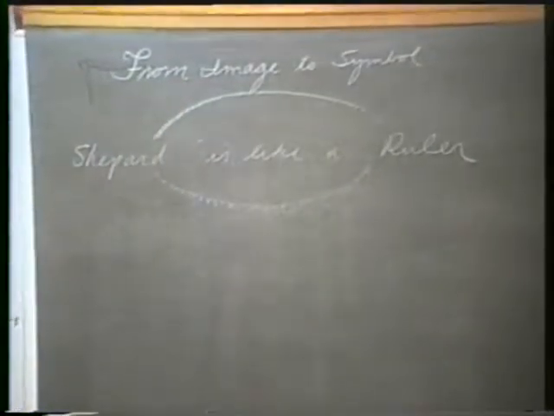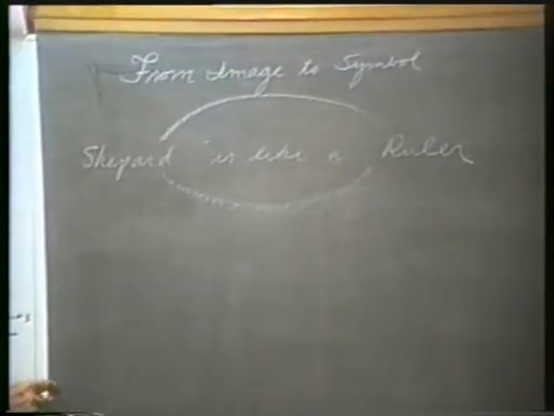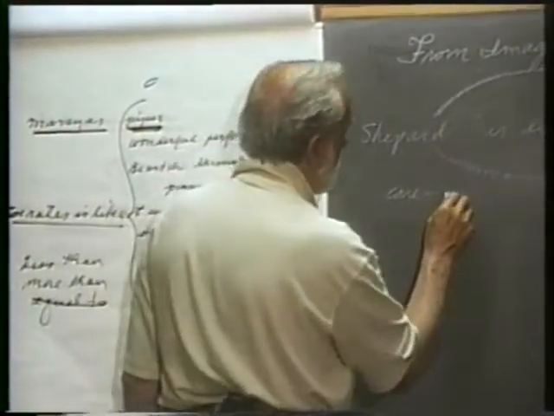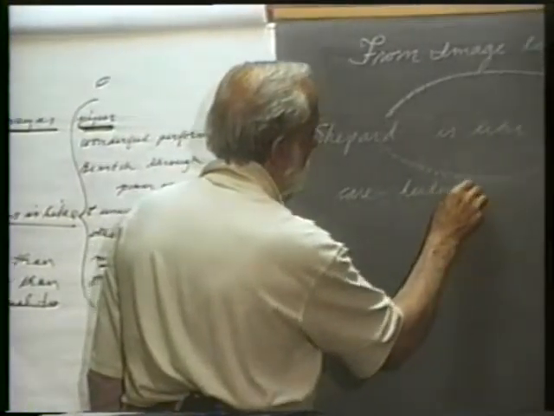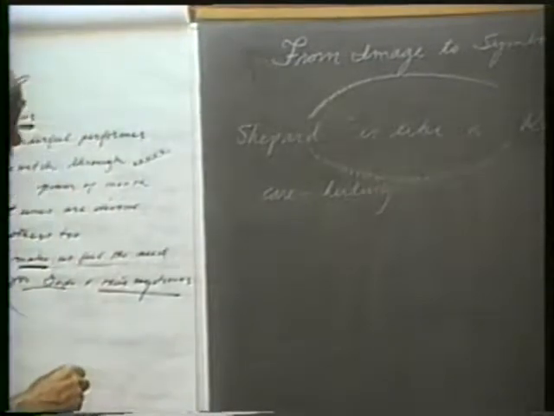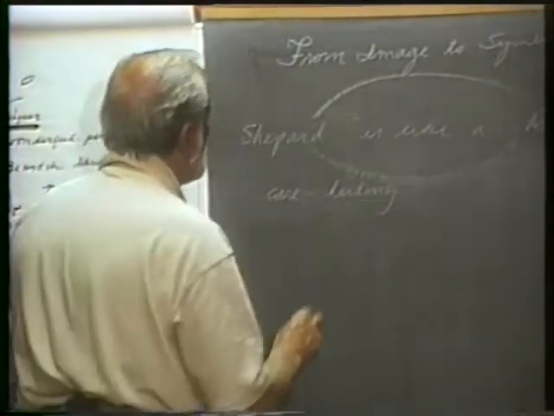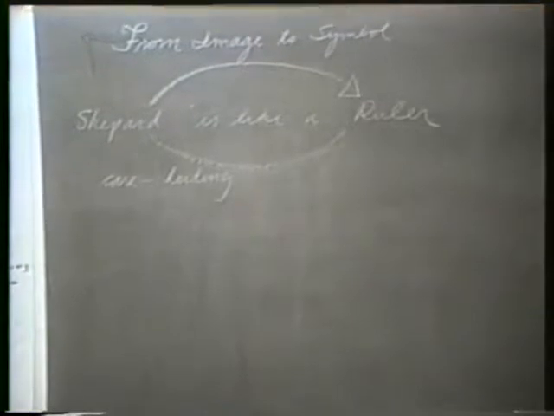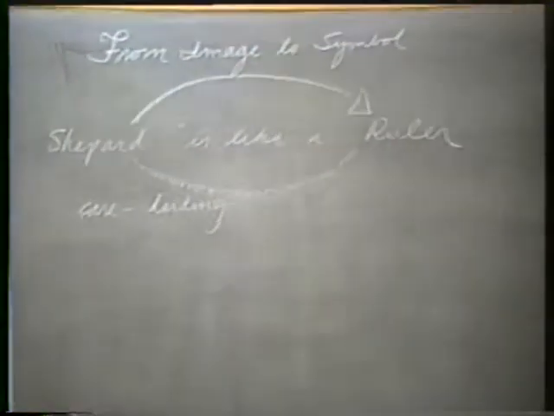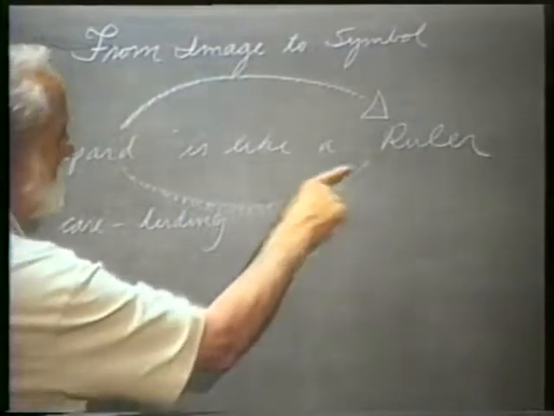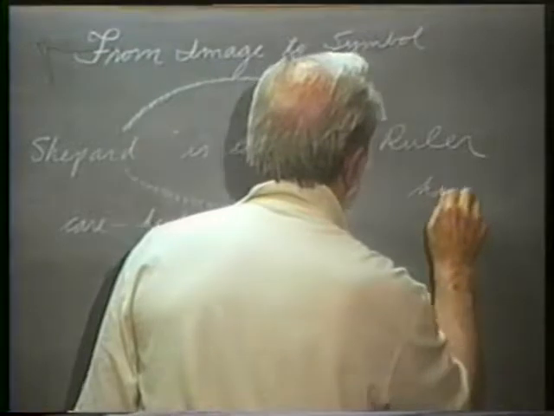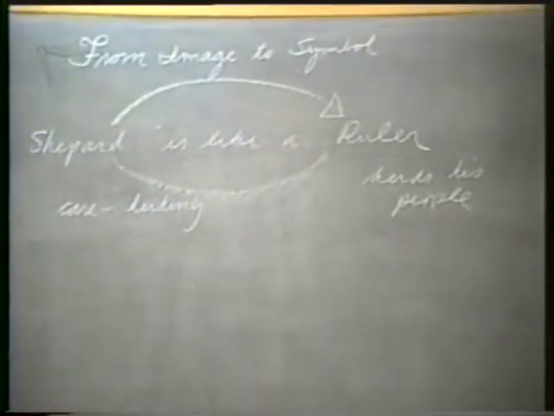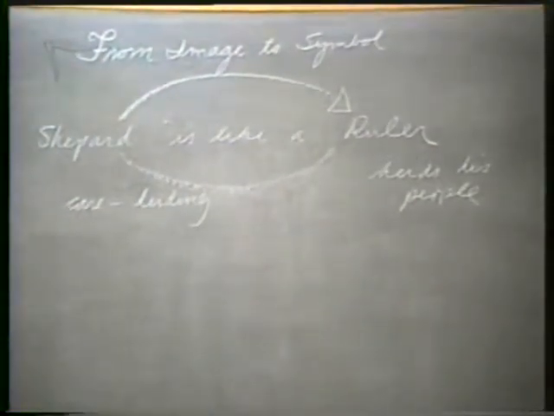Now, a shepherd functions in such a way with his sheep that his primary activity is to care for all, and so he has to have the skill for understanding herding, keeping together and caring. Now, if a shepherd is like a ruler, would he then seek to care the same way and herd? That can only be the case if the ruler herds his people. But rulers don't herd their people. Shepherds herd their sheep. Well, we'll turn it around.